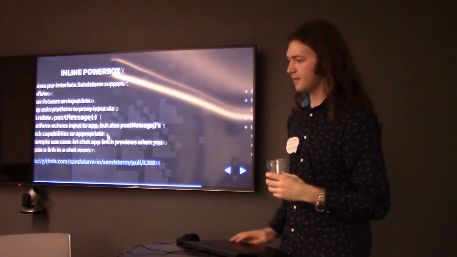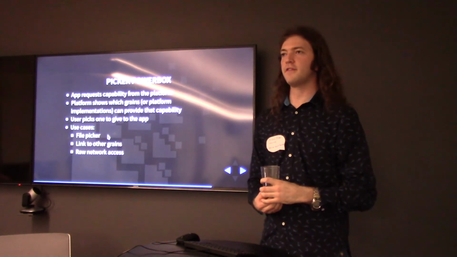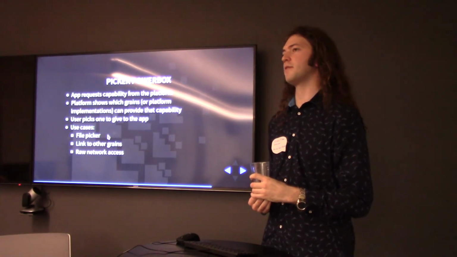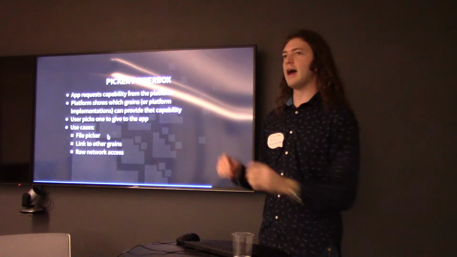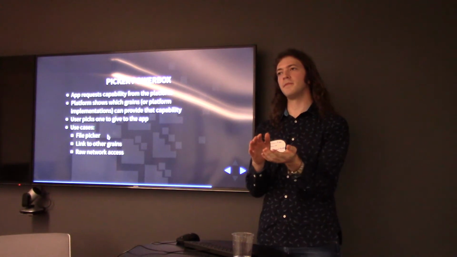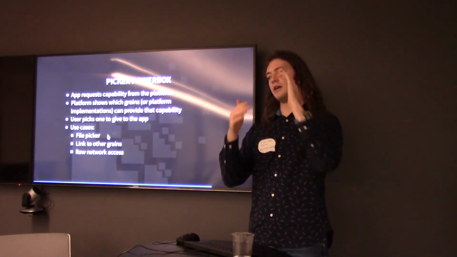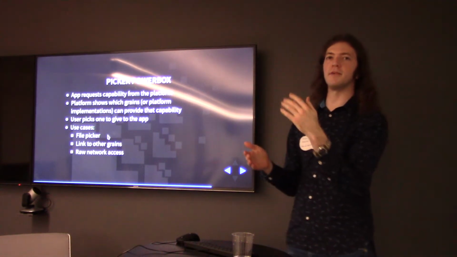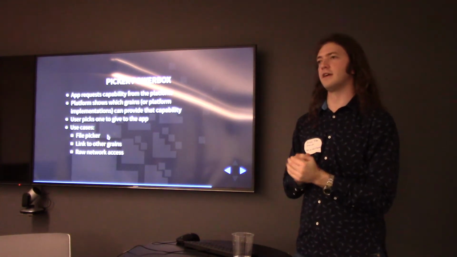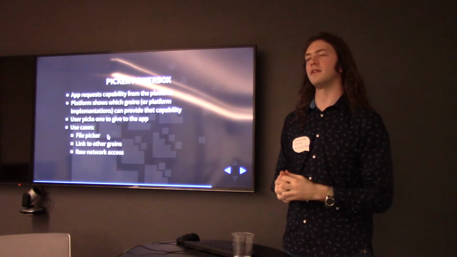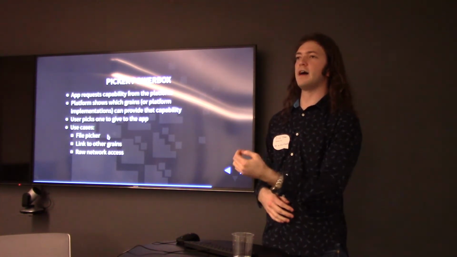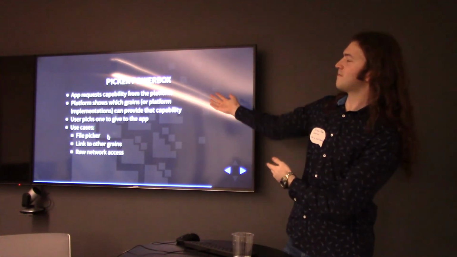So that's the Inline Powerbox. The other side of this, the one that is more generalizable to arbitrary interfaces, is the Picker Powerbox. This is the one where an app requests a capability that matches an interface, and then the platform, the Sandstorm UI, can show which grains, that's the name of app instances, or if there is a Sandstorm implementation itself, can provide that capability. So one example of this might be, I would like to embed a file in this Hacker Slides presentation.